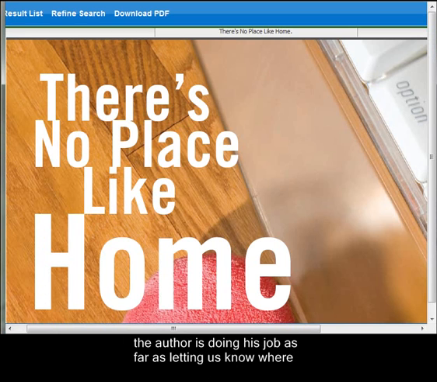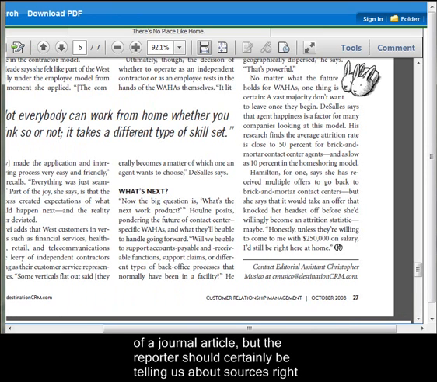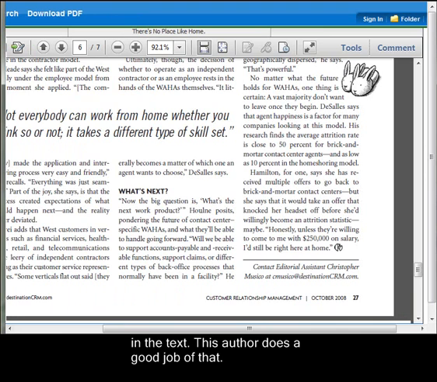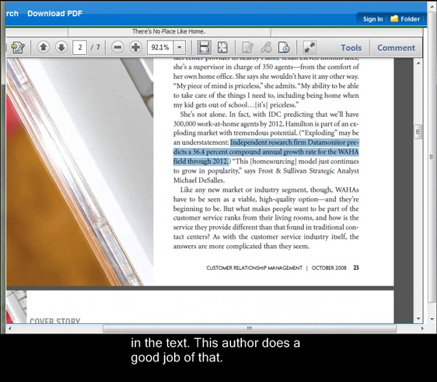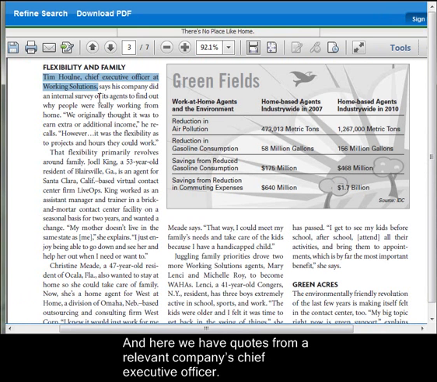But perhaps the most important thing to watch for with magazine articles is just to make sure the author is doing his job as far as letting us know where he's getting the information he uses to back up his points. In magazines, you won't find the long list of references cited that you usually see at the end of a journal article, but the reporter should certainly be telling us about his sources right in the text. This author does a good job of that. For example, here he tells us the research firm that came up with a particular statistic, and here we have quotes from a relevant company's chief executive officer.